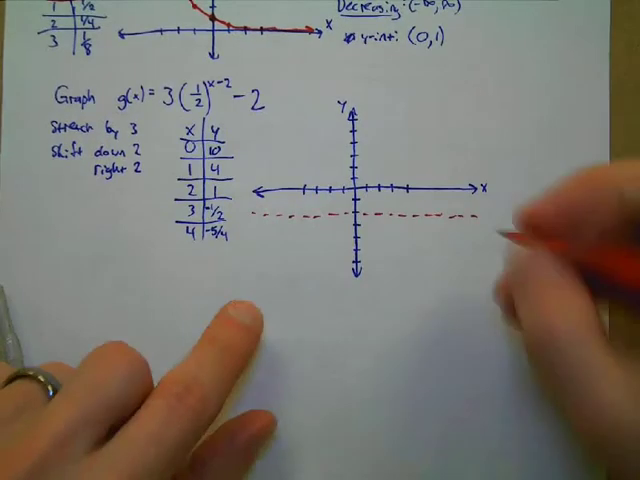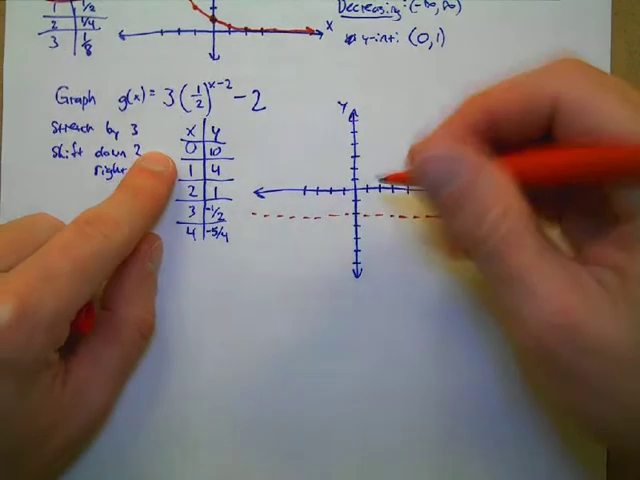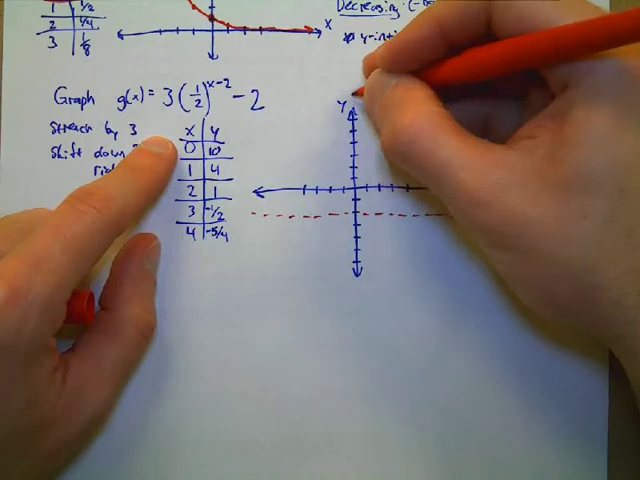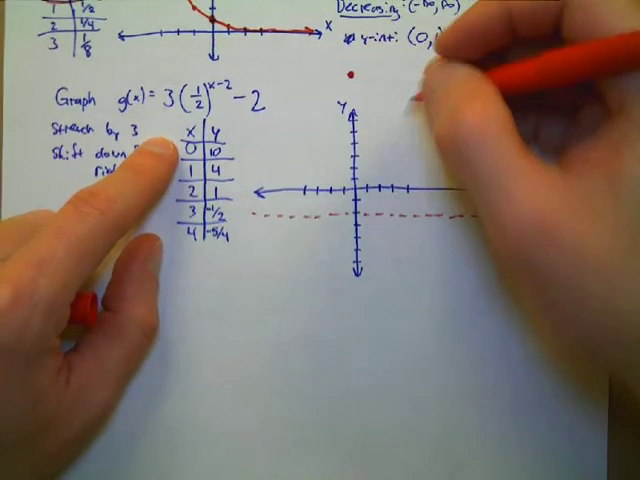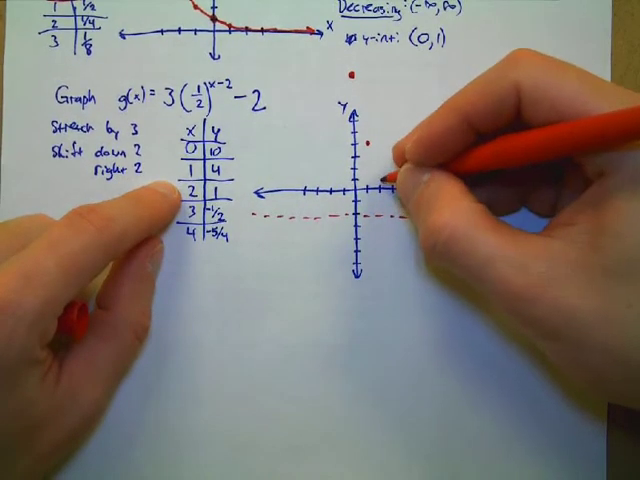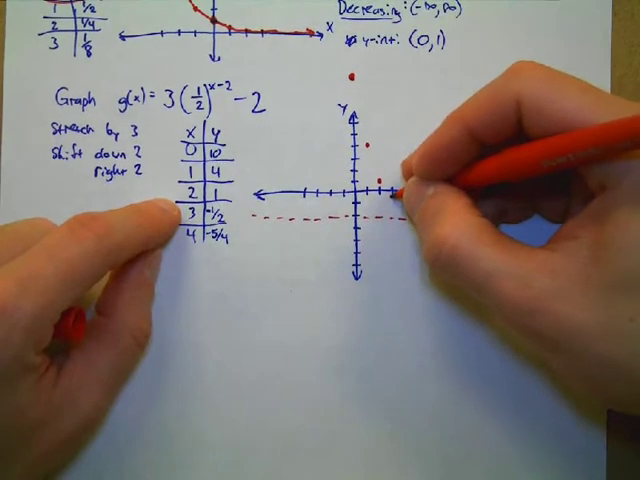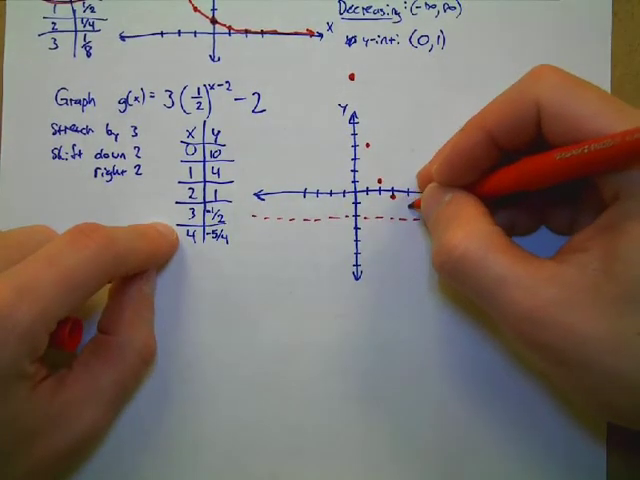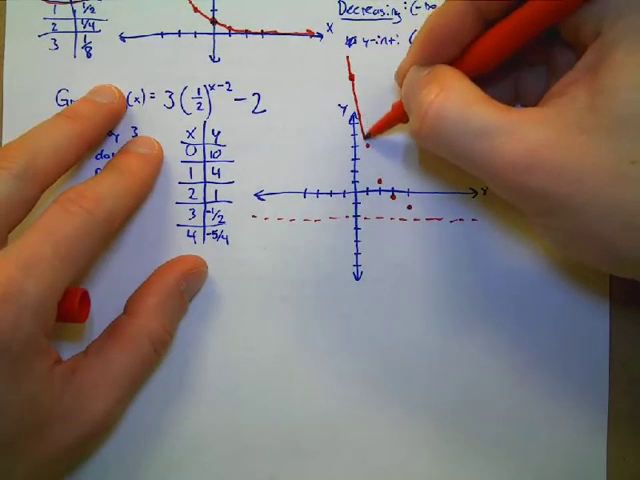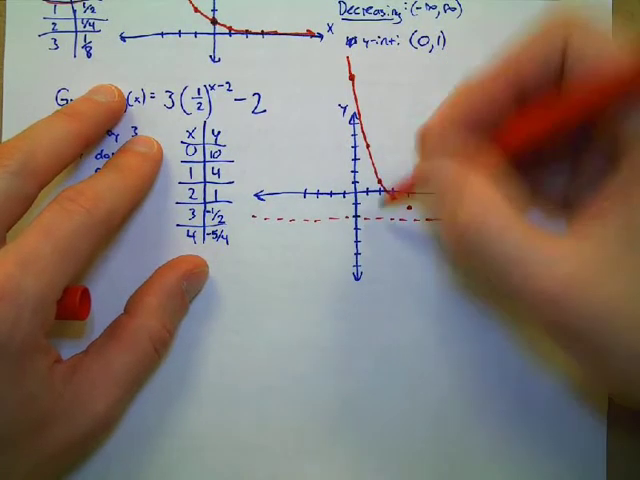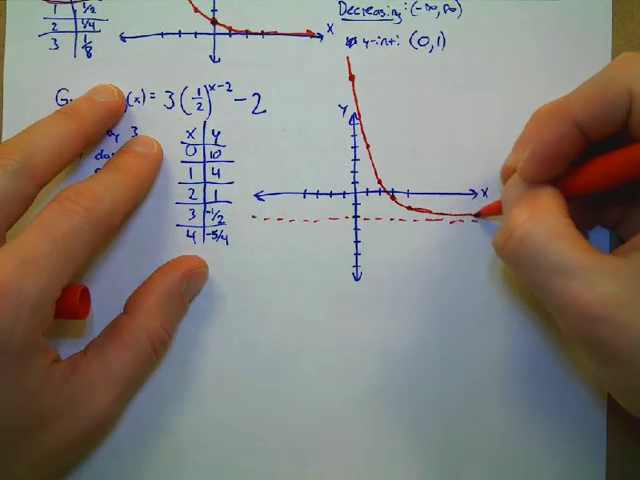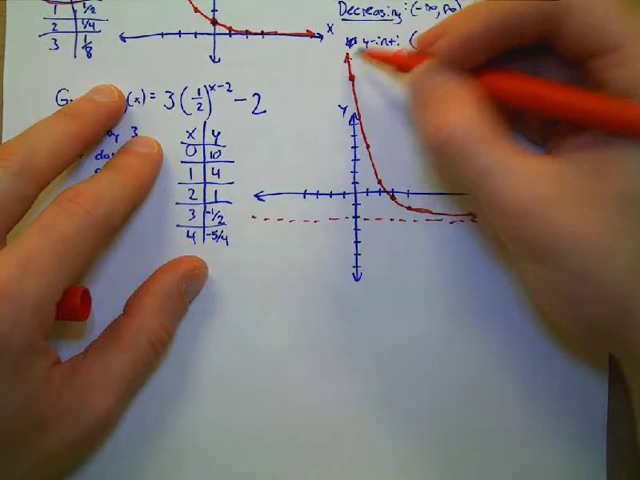And let's plot these points. 0, 10, I can't fit it. Let me see if I can just kind of imagine it. 6, 7, 8, 9, 10, something like here. Okay, and then 1, 4, 2, 1, 3, negative 1 half, and then 4, negative 5 fourths. Okay, and there's the graph.